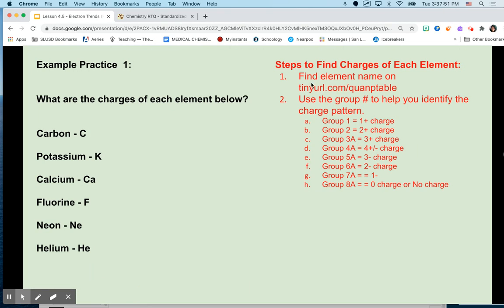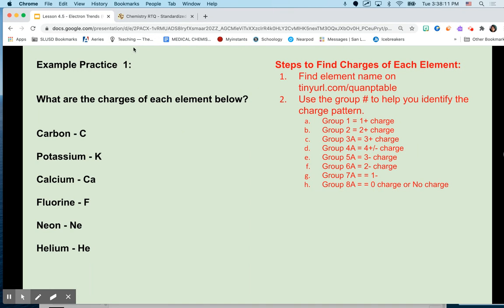So what if I ask you instead, what are the charges of each element below? Same thing as usual. You're going to find the elements using their name or element symbol on tinyurl.com quan p table. And then you're going to use the group number to help you identify the charge pattern.